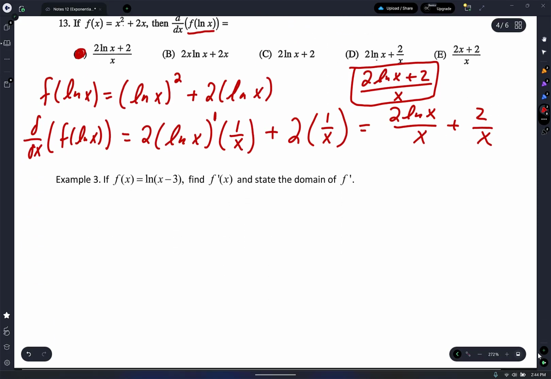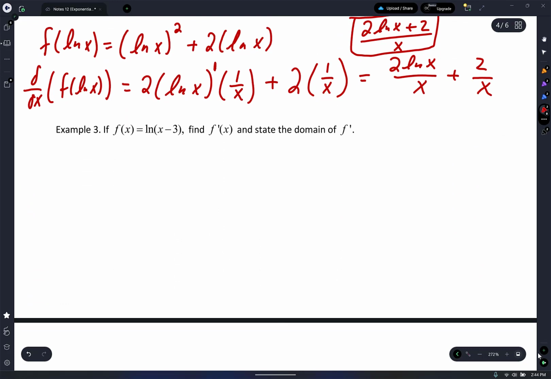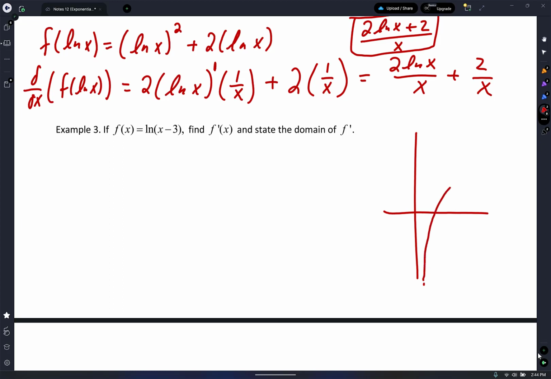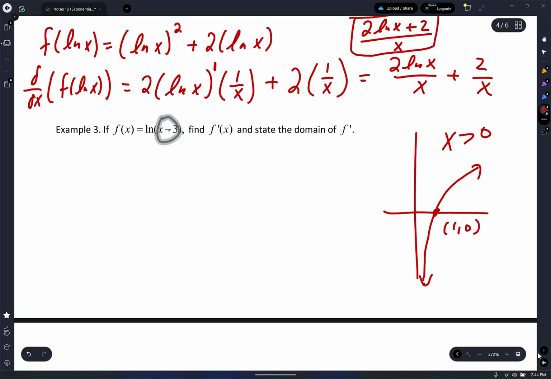All right. By the way, guys, the domain. So we might have issues here, maybe. I hope not, but we'll see. Do you remember the domains of ln's? All ln graphs look like this. All of them, guys. Something like that. They all cross at (1, 0). All logs look like this, more or less. So your domains are all values larger than 0. So the argument must always be larger than 0.